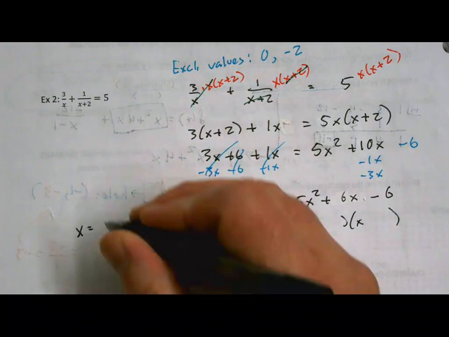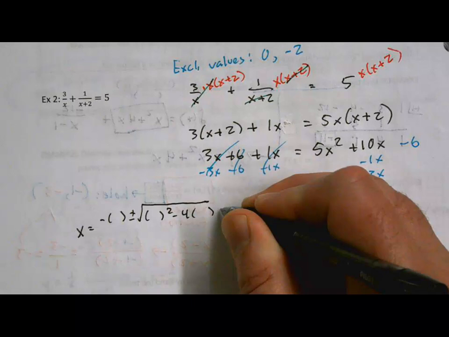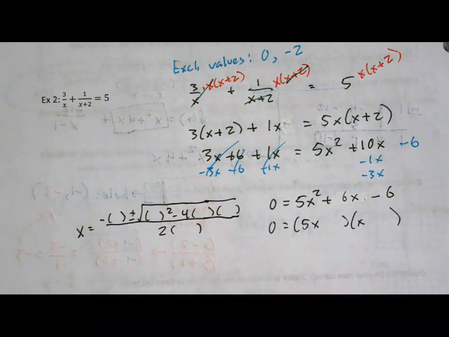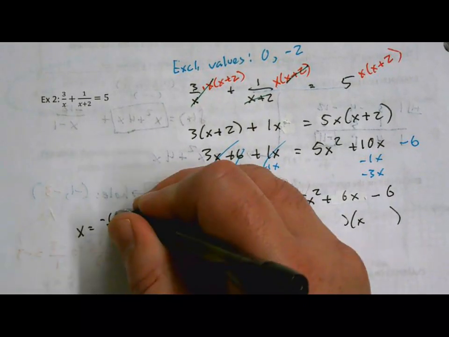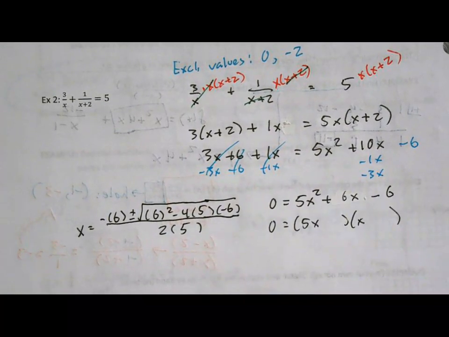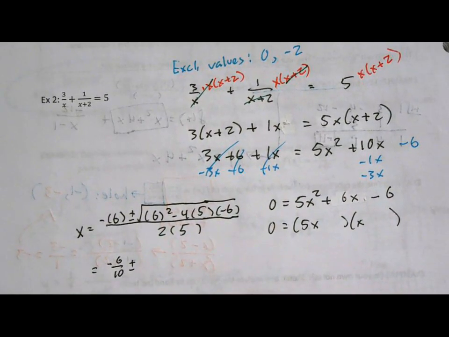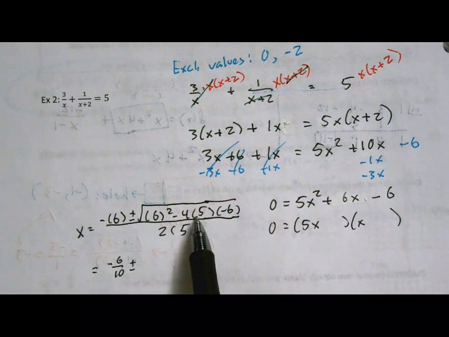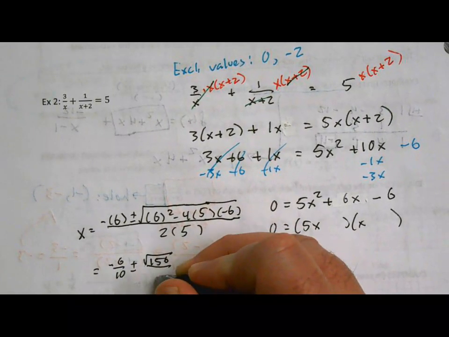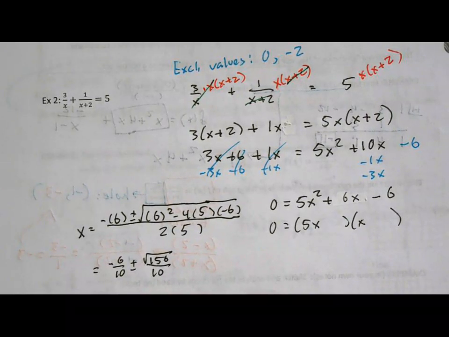X equals the opposite of b plus or minus the square root of b squared minus 4ac, all over 2a. 20. That's 120. 36 is 156. 56, 78.